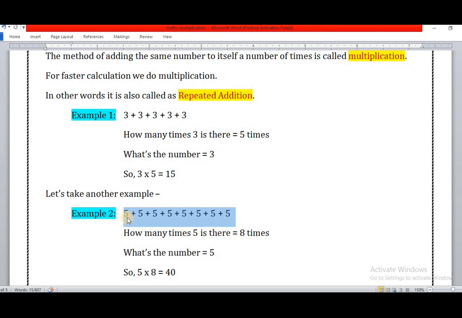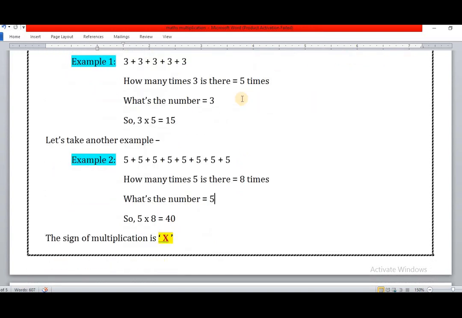How many times is 5 there, children? 1, 2, 3, 4, 5, 6, 7 and 8. 8 times. And what's the number? 5. So, 5 multiplied by 8 is equal to 40. In this way, we have learnt how to do multiplication through repeated addition. The sign of multiplication is into. Here you can see that I have put the sign of into, which means that I am multiplying these numbers. Clear till here?